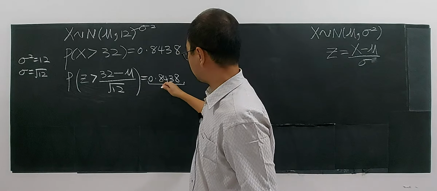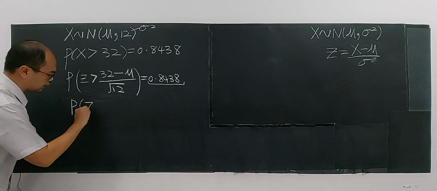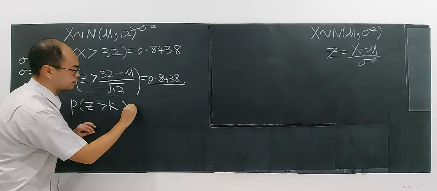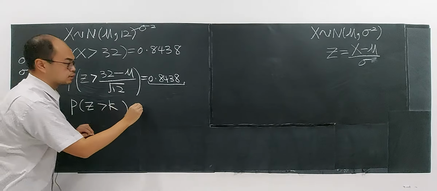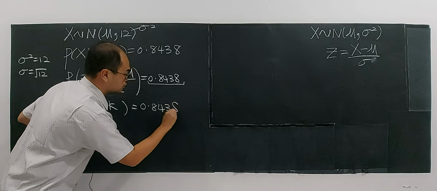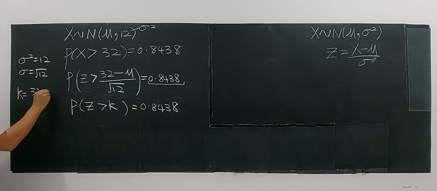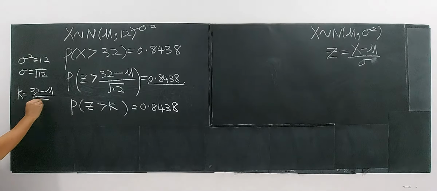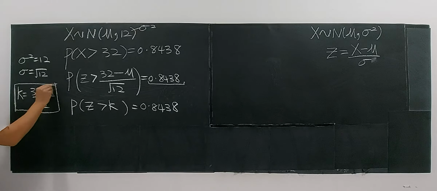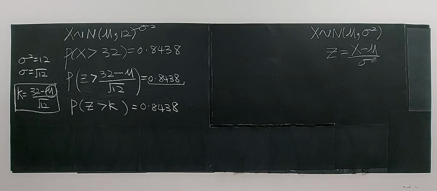If this is 0.8438, usually I ask my students to write in the form of K. I let this whole thing be K. It's easier to write. It doesn't matter if you want to write it out, but I prefer you put a K to avoid confusion. So K will be 32 minus the mean divided by the square root of 12. Remember, this is the value of K. In the end, you want to find the value of the mean.